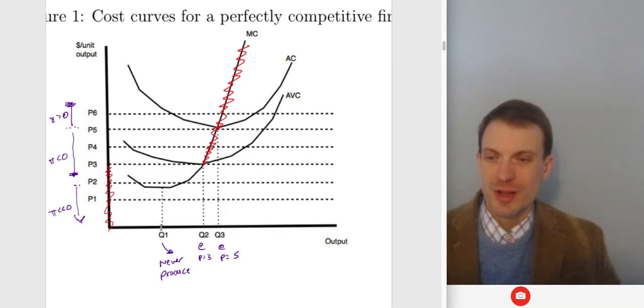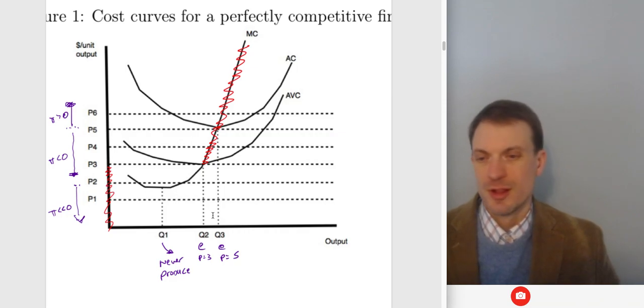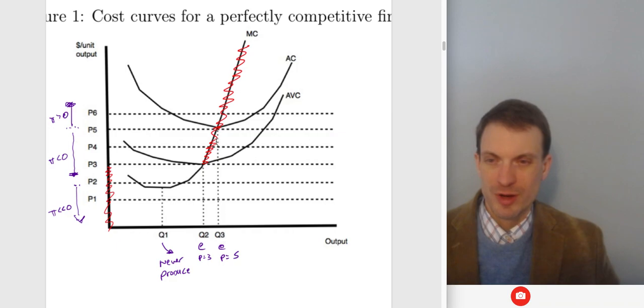What about these quantities? It would never produce Q1 because that's below average variable cost, right? That's below the minimum of average variable cost. So the firm would never produce Q1, even though that's certainly a point where price can equal marginal cost. It would produce quantity 2 if and only if the price was P3. And then what about quantity 3? That's what it'll produce if the price is P5.